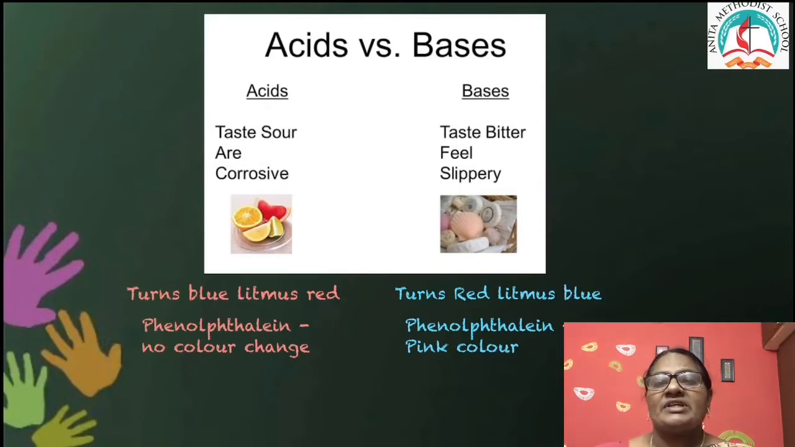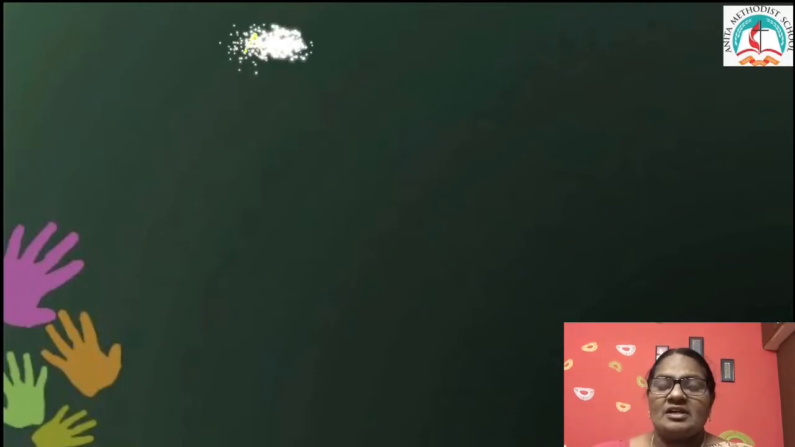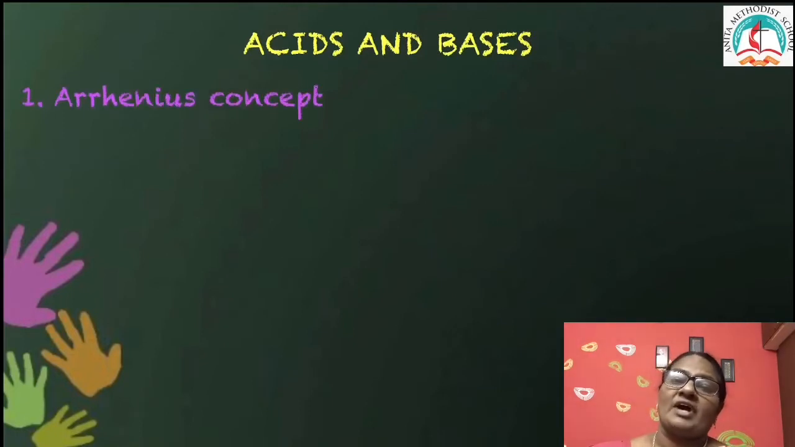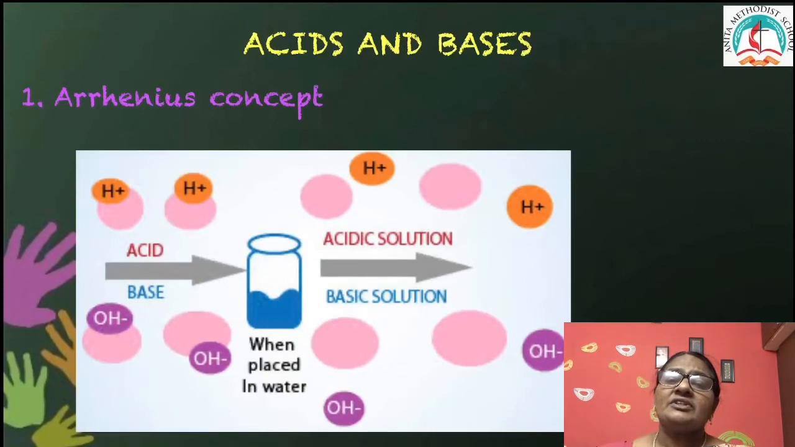So this is your basics, but in today's chapter we are going to learn about the different theories of acids and bases. Many scientists have attempted to explain the behavior of acids. Let's see the first one, Arrhenius concept. Arrhenius defined acid as a substance that gives H+ ions in the presence of water and base as a substance that gives OH- ions in the presence of water.